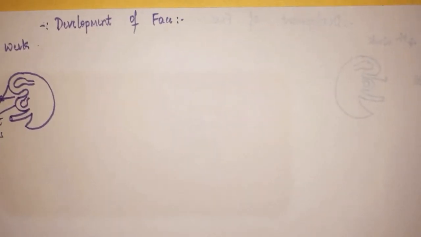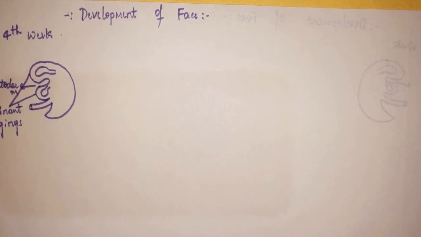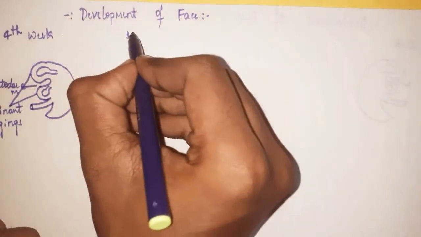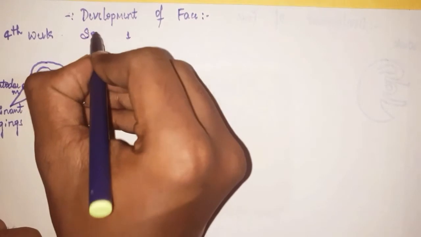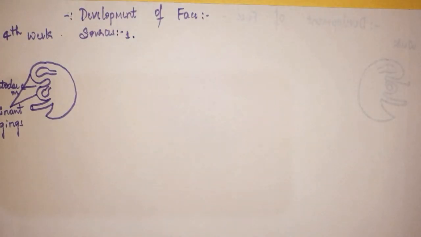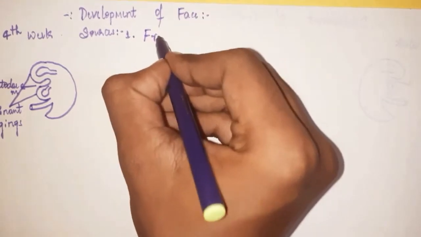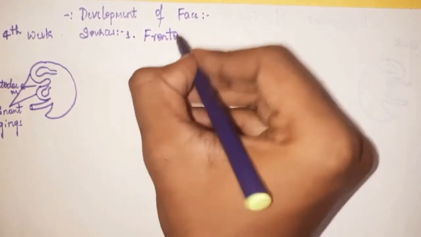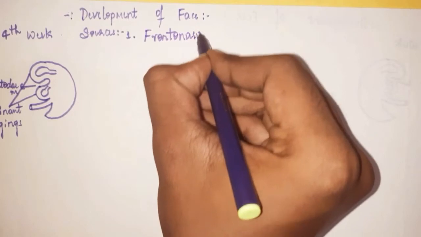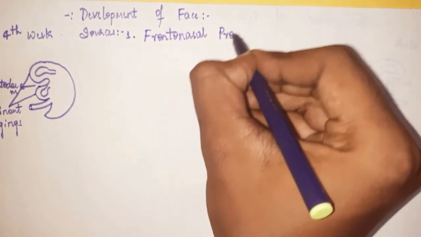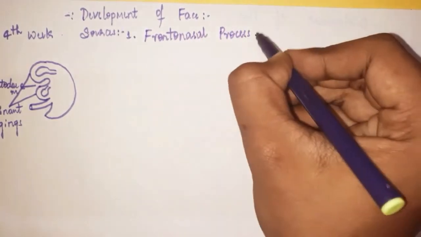The sources for the development of the face are two. The first source is the frontonasal process, which is unpaired. I will explain what that frontonasal process is. This is unpaired, single.